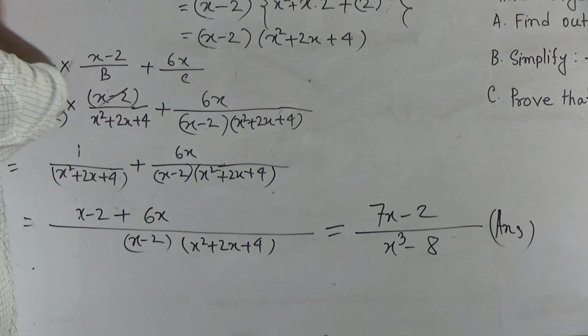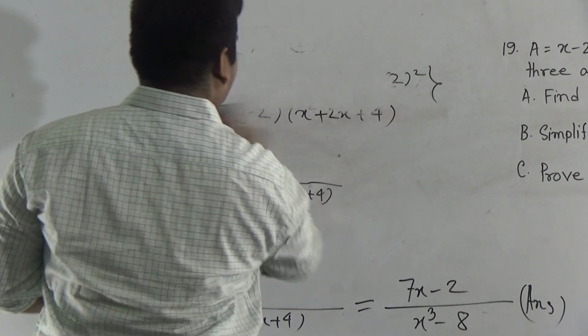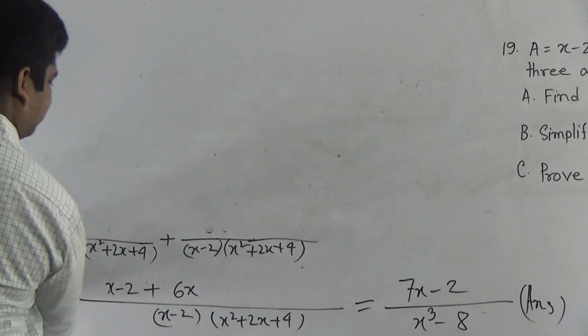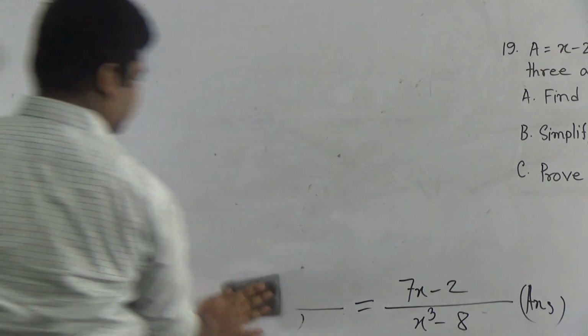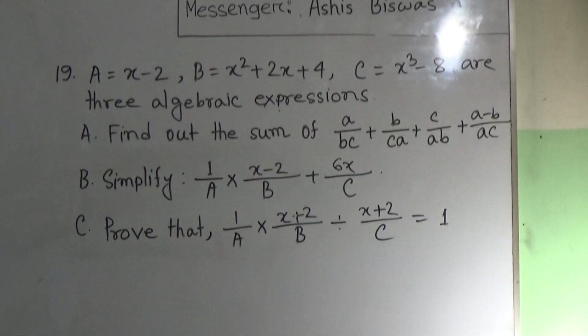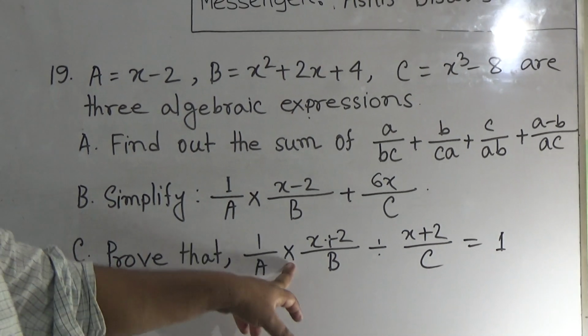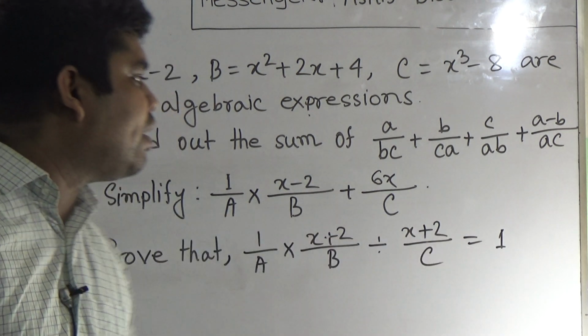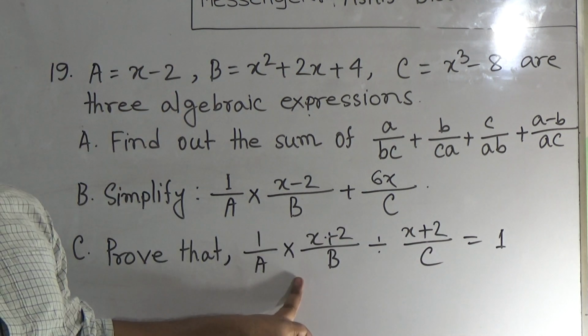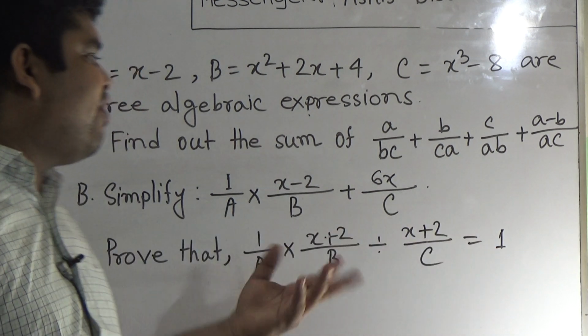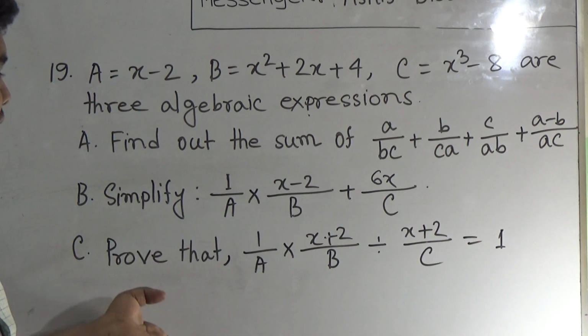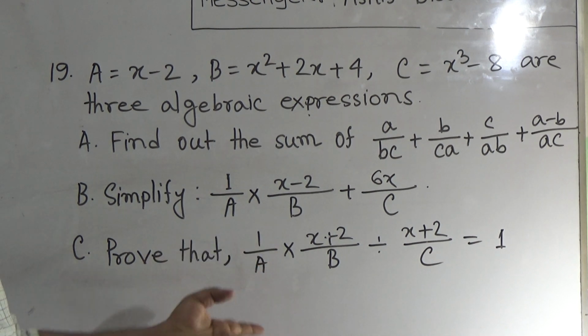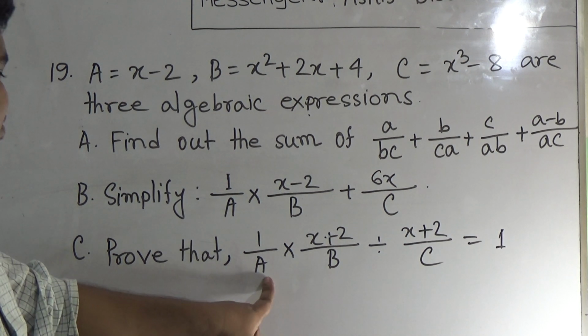My dear students, at first you read the question. Here the question is, prove that 1 by A multiply (x plus 2) by B divided by (x plus 2) by C equals 1. That means we solve the left hand side only and we need to make 1. If 1 is the answer after completing the solution, then the question is correct. That means we can write proved. So at first we solve the left hand side.